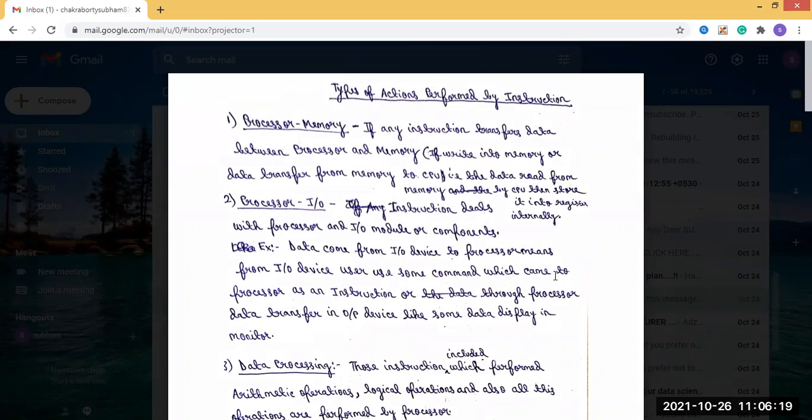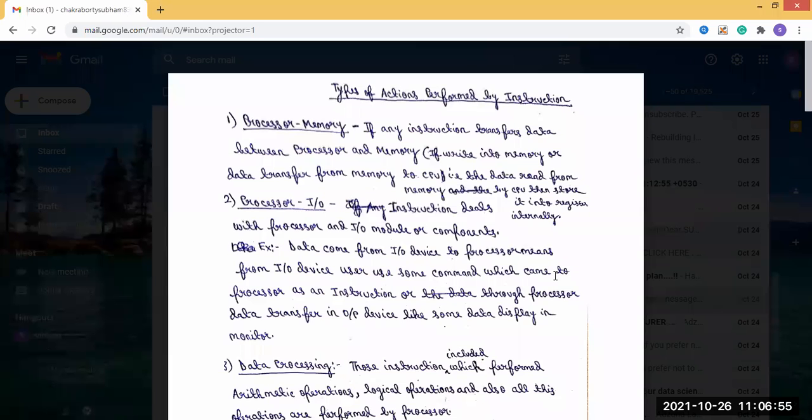So mainly there are four types of instructions, or the types of actions that are performed by the instructions. The four types are processor to memory, then processor to input output device. The third one is data processing, and the fourth one is control. We will discuss each of these types of actions performed by the instruction one by one. So the first type is processor to memory.